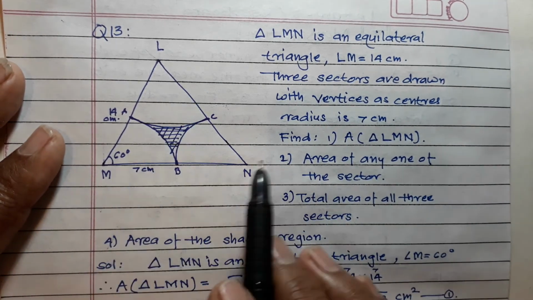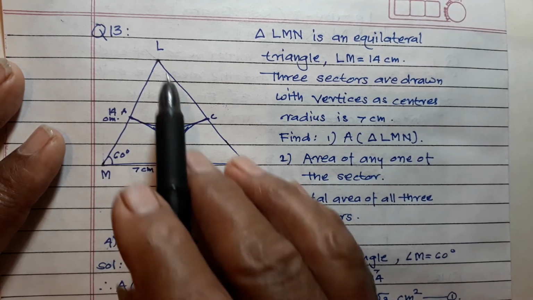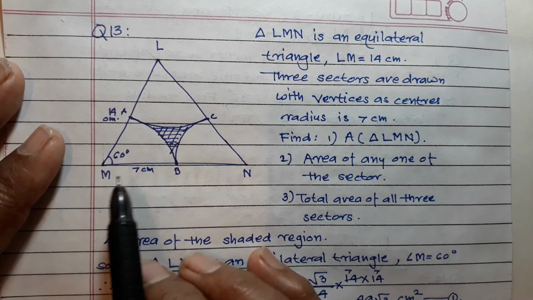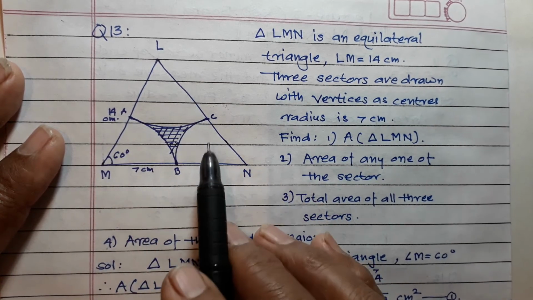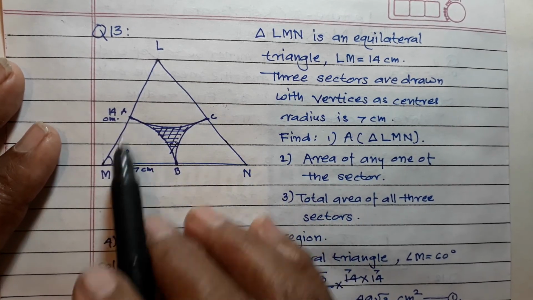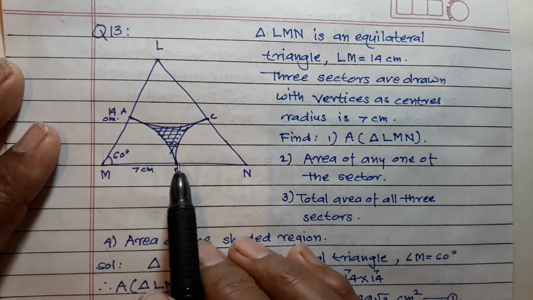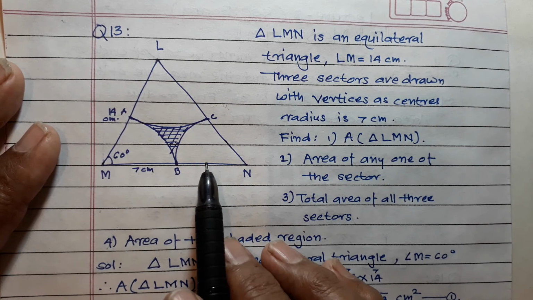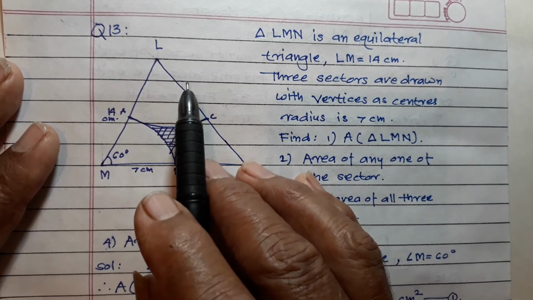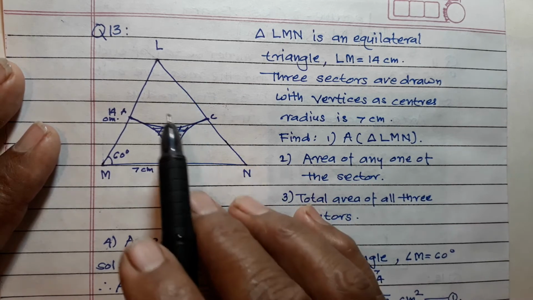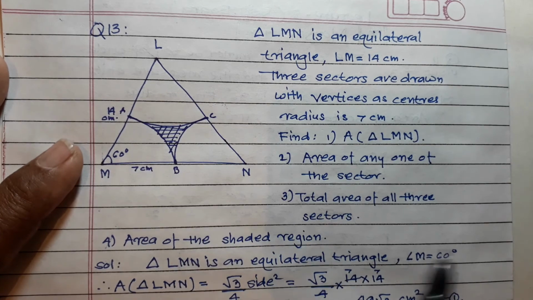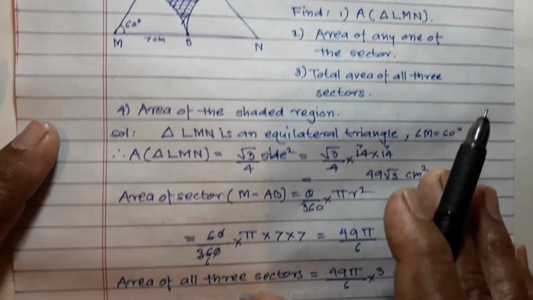So this is an equilateral triangle given. All sides are equal to 14 centimeter, and these are three sectors drawn with radius 7. So this radius is 7 and this MN is equal to 14, and therefore this radius is also equal to 7 and this radius is also equal to 7. So all three sectors are congruent. Okay, now try to understand the solution.